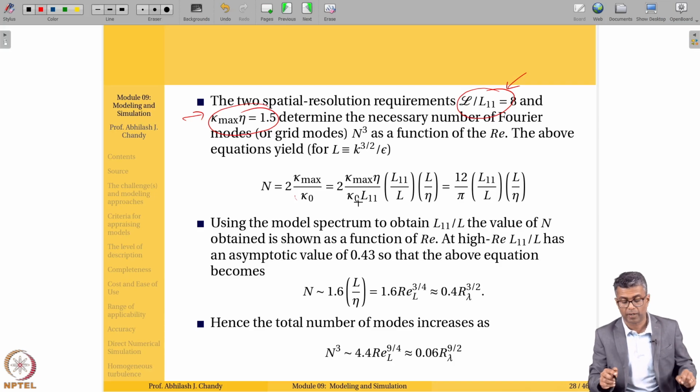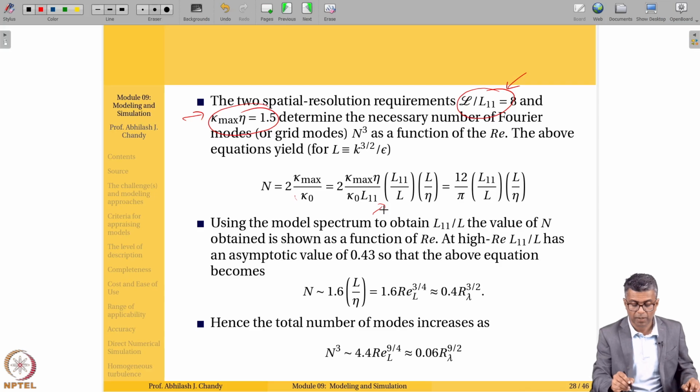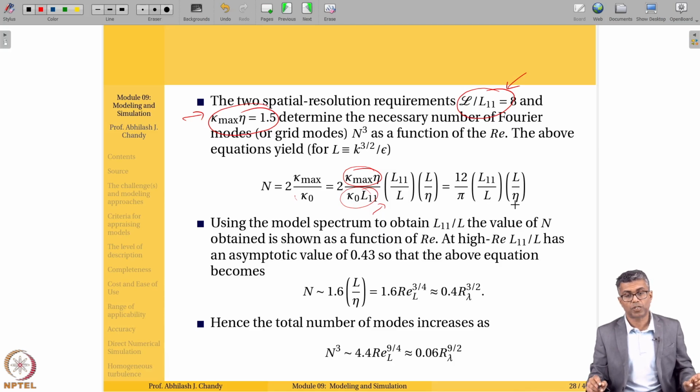But what I'm doing here, in this equation, is dividing and multiplying by eta, dividing and multiplying by L11, and dividing and multiplying by L. Finally, what I get is, for kappa max eta, I put 1.5, and for kappa naught L11, I put 0.8, which is what I determined. Then I have all of this left. So I have 12 over pi times L11 over L times L over eta. So this is what I have.